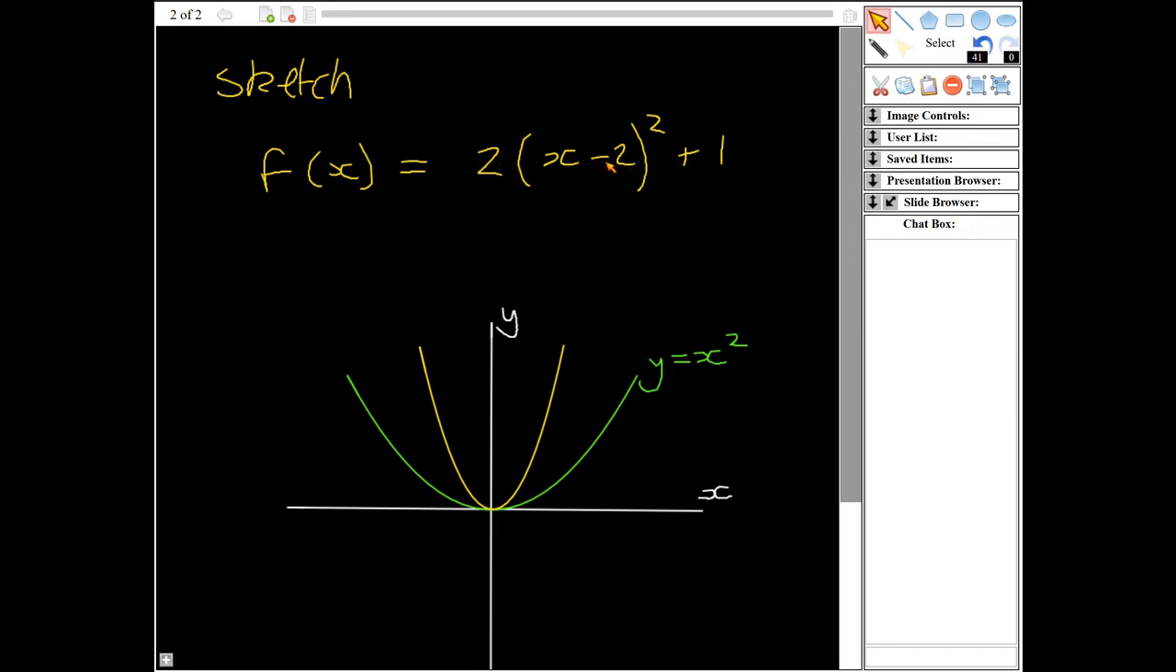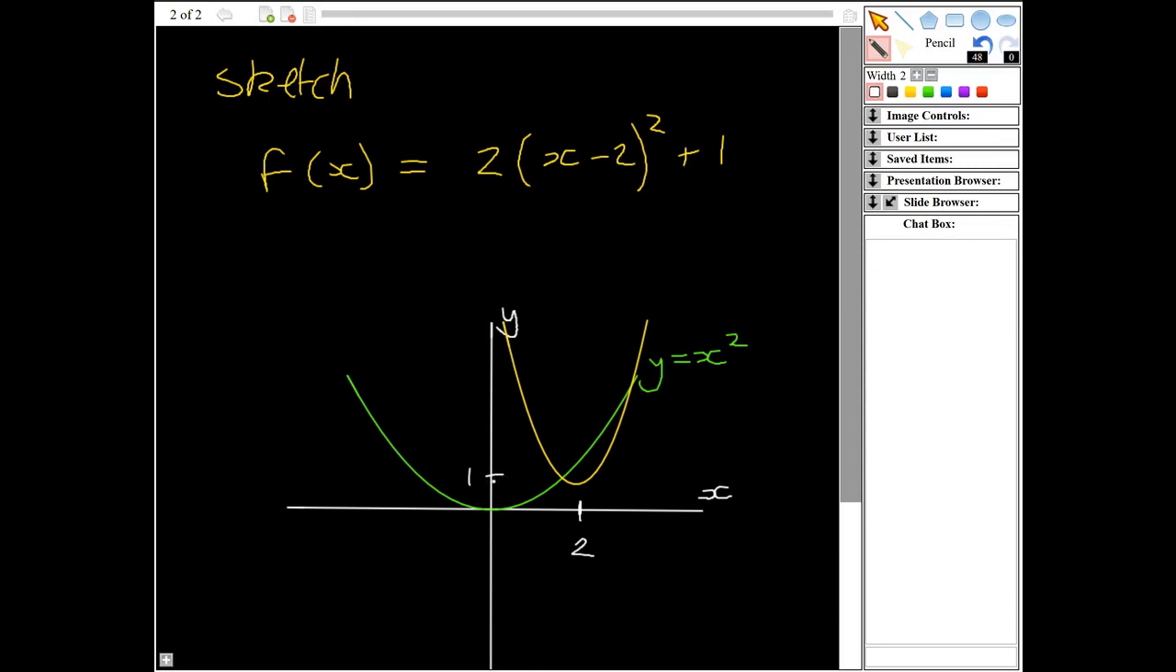So this minus 2 means it should shift 2 to the right, sort of like that. And then this plus 1 means it should shift up 1, sort of like that. So then this vertex here, just move it down there a little bit, like that. Okay, so this vertex here then should be, this point should be at 2 here, and then 1 here on the y-axis.